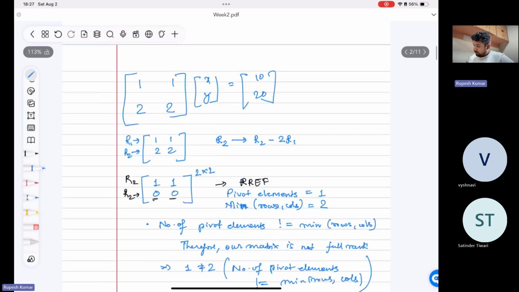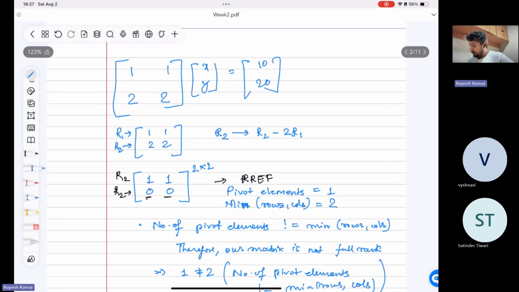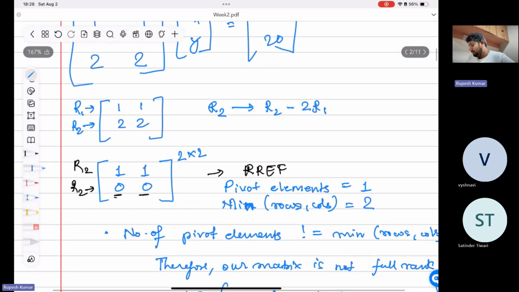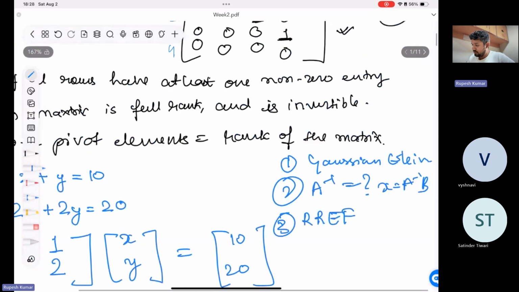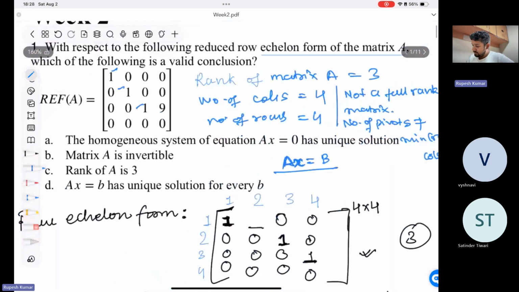So from the reduced row echelon form of a matrix, we can always find the number of pivot elements and compare with the minimum of rows and columns. And if it is a square matrix, it should be equal to the number of rows and number of columns. And if it's not, then the matrix is non-invertible. You will get infinitely many solutions. The matrix will be singular.